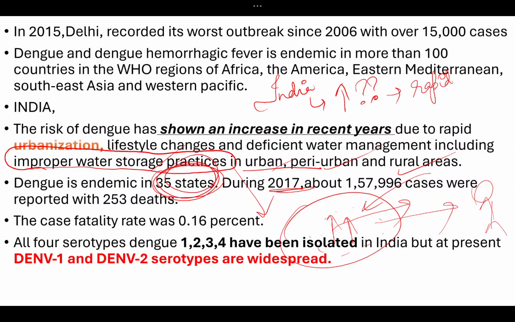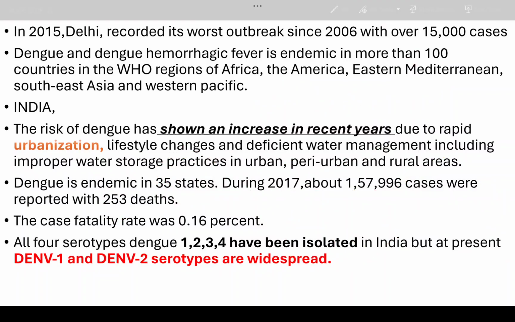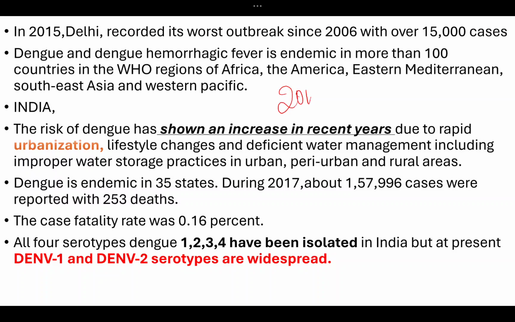During the year 2017, about 1,57,996 cases were reported with 253 deaths. Even if you don't remember all of this information, from the previous slide and from here you can remember that in 2015 Delhi showed its world's worst outbreak, and then it is seen endemic in areas of Africa, America, Asia and Eastern Mediterranean.